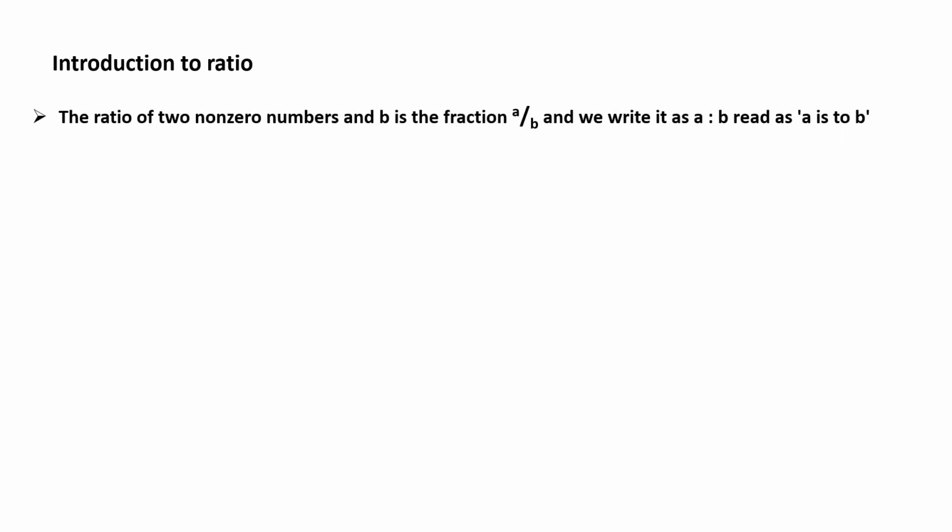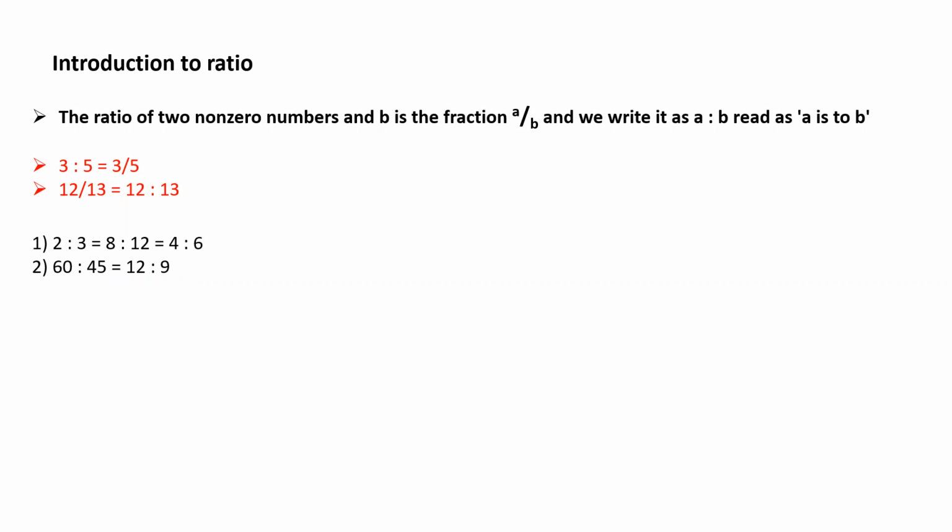The ratio of two non-zero numbers, a and b, is the fraction a by b, and we write it as a is to b. We read it as a is to b, and this is how you write it with a colon. So this is how you convert from a fraction to a ratio. The numerator becomes the first part of the ratio and the denominator becomes the second part. For example, 3 is to 5 is 3 by 5, and 12 by 13 is 12 is to 13. So it's simple, right?